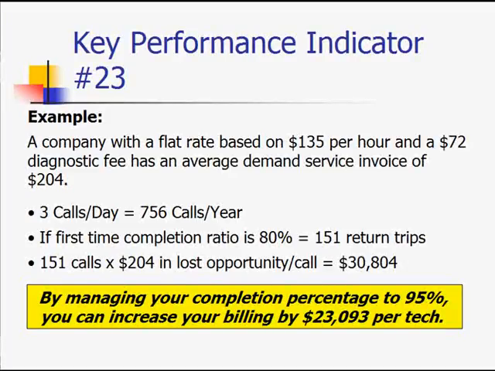If the technician's first-time completion ratio is 80% instead of 95%, that's 151 calls that they couldn't go on. Well, 151 calls times an average of $204 per call in lost opportunity, that's over $30,000 a year. By managing your completion ratio to 95%, you could increase your billing by $23,093 per tech. That's huge.